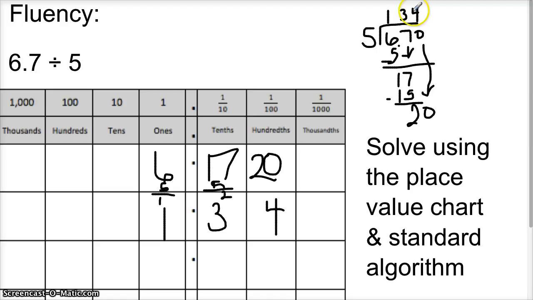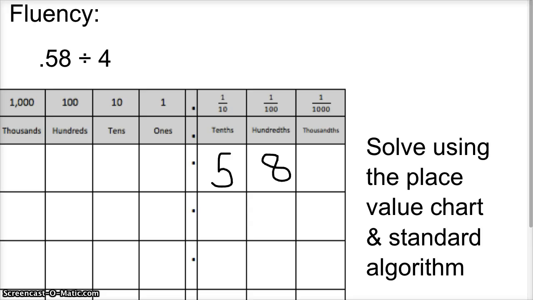And here that same work is shown, but using the standard algorithm. The only thing I need to make sure I do is bring up that decimal. So 1 and 34 hundredths. Okay. Let's try another one. 58 hundredths divided by 4 using the place value chart and the standard algorithm.